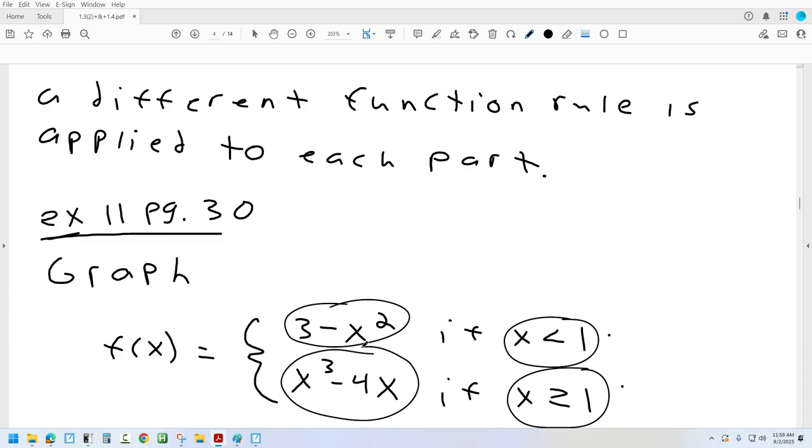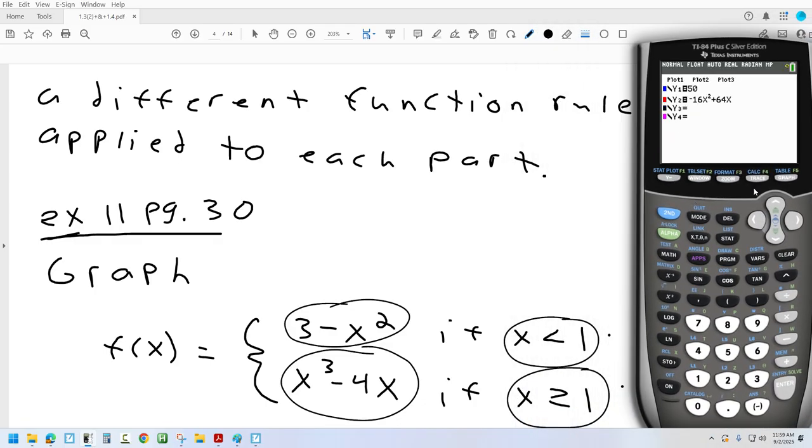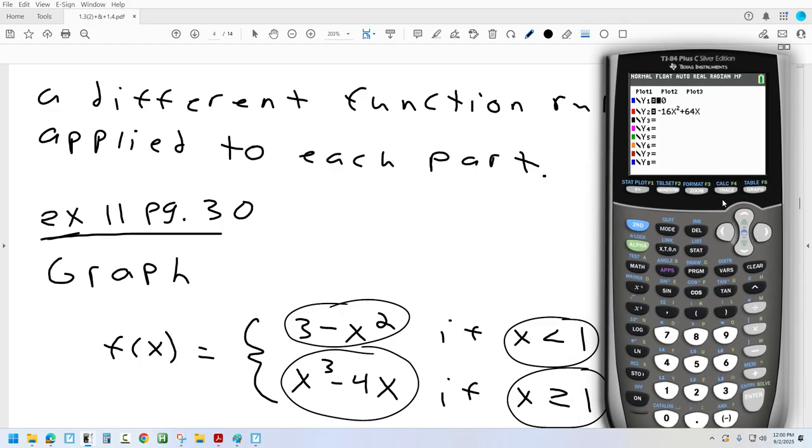Okay. So all I want to show you is how you graph that. So it's two graphs working together to make one picture. Two different formulas. It's very similar to graphing any other function. We're just going to have to use some parentheses when we type it in. So let's type in the first one, 3 minus x squared. But when you type it in, put it in parentheses, just like this.